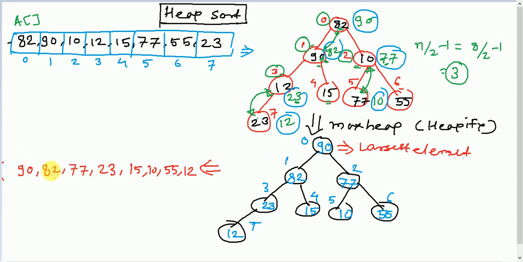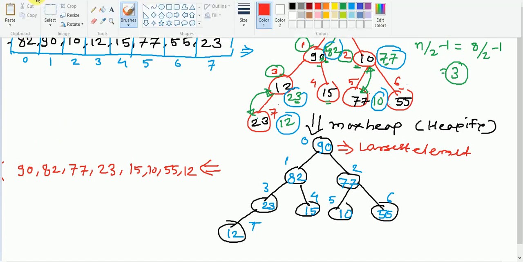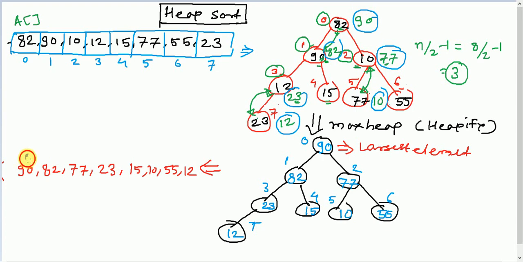Now what are we supposed to do? We are supposed to swap the 0th place element with the last element at the end of the first heap construction. This is 0th index, first index, second index, third index, fourth index, fifth index, sixth index and seventh index. We are supposed to swap the 0th with n minus 1. So we are swapping these two.